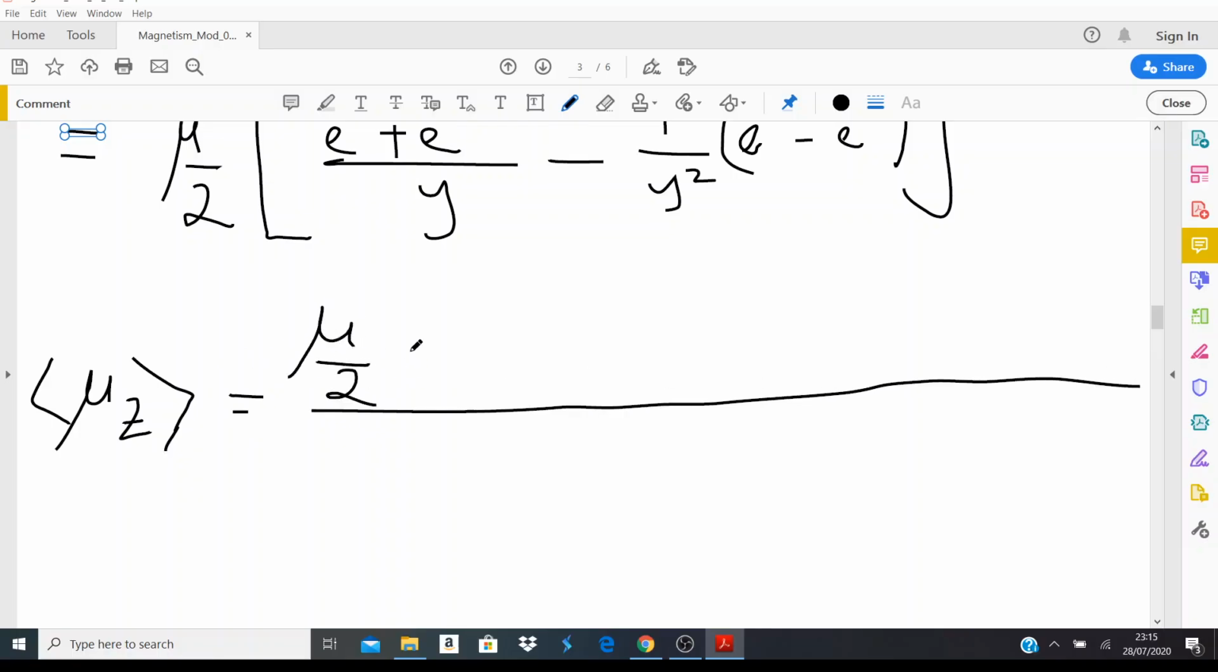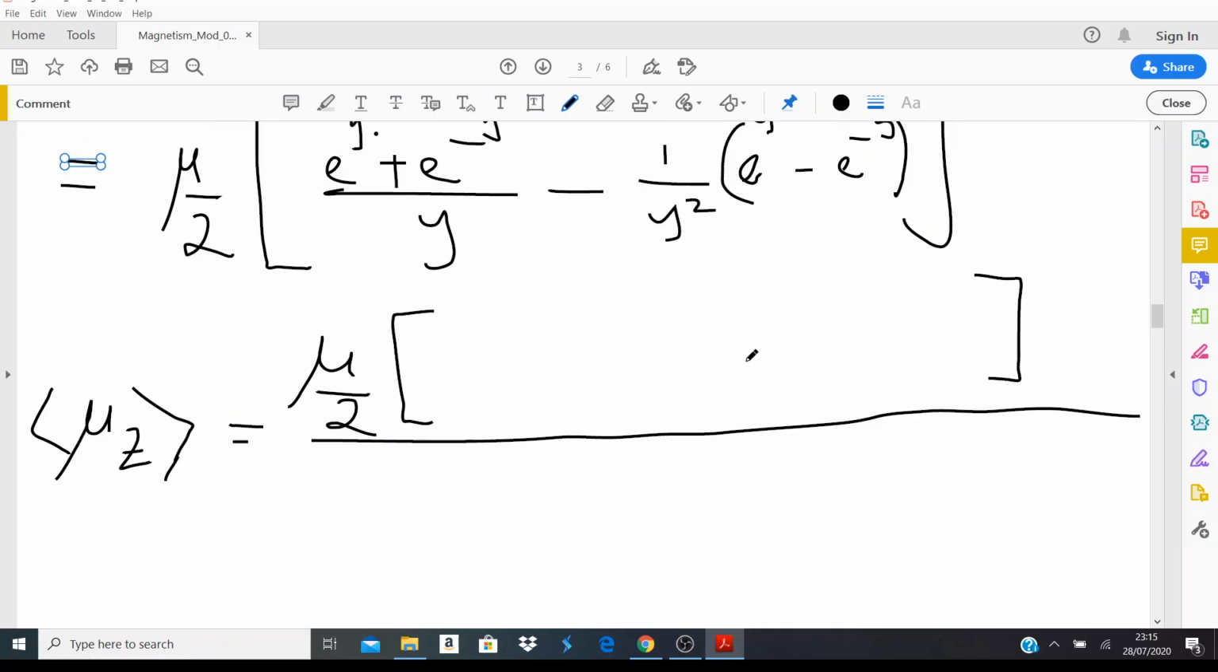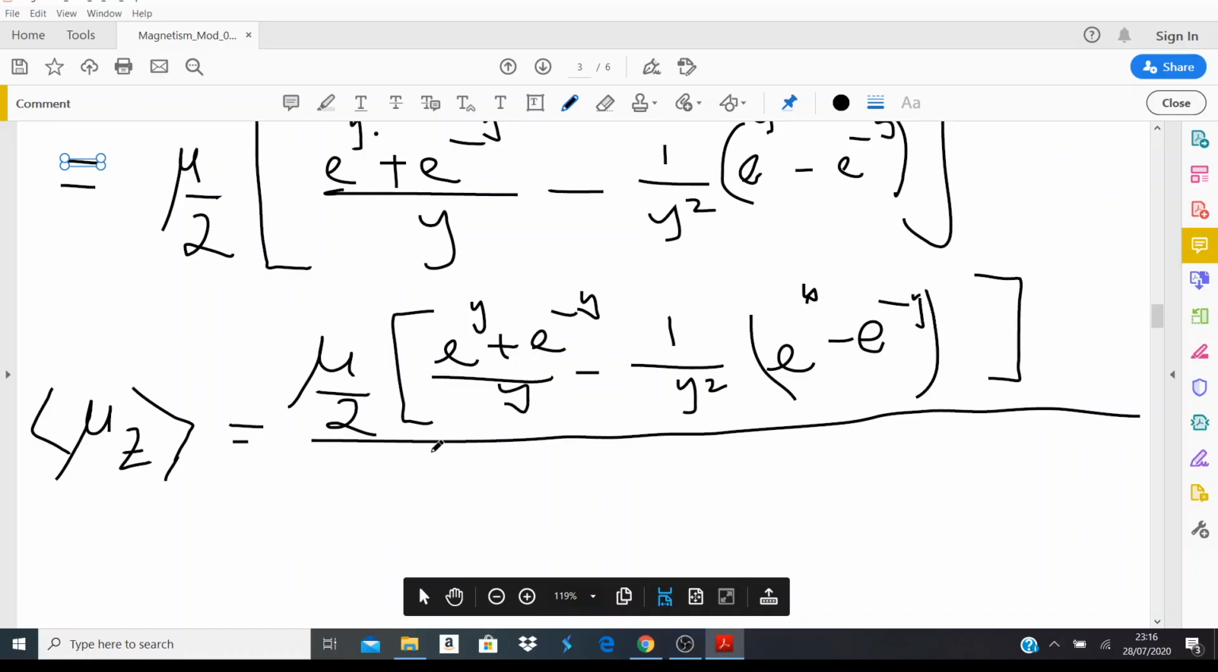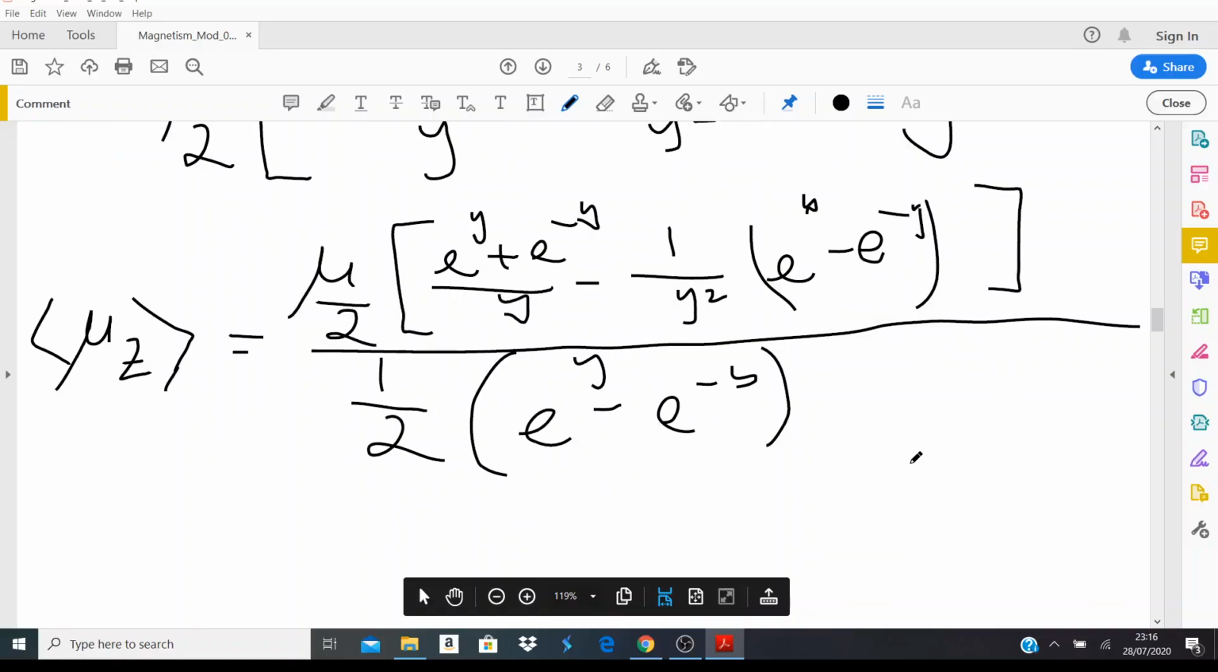So on the numerator, we have this quantity, minus 1 by mu square to the minus y, right? And on the denominator, we have, I believe, half times e to the power y minus e to the power -y, if I'm not wrong, right? So the question is, what to do next? You just divide this expression from here.